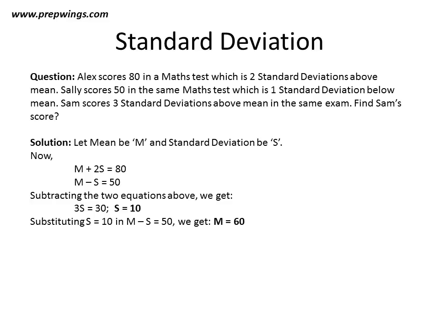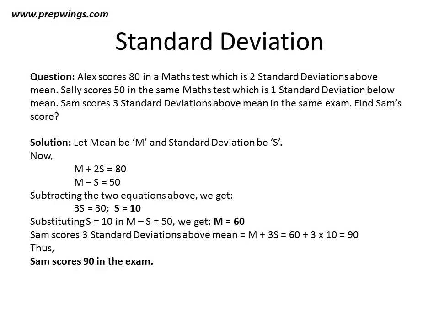Now Sam scored 3 standard deviations above mean. So 3 standard deviations above mean means M plus 3S, which is 60 plus 3 into 10, which is equal to 90. Thus, Sam scores 90 in the exam. Okay. So this is all about standard deviation.